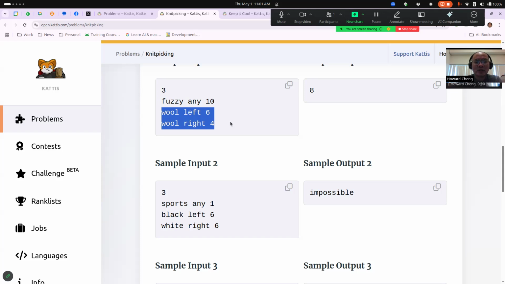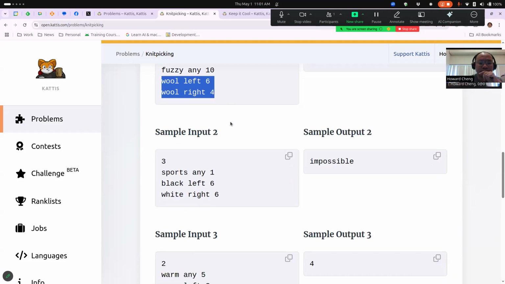Okay? So in the case of here, when I have some socks that have both left and right, I want to pick the maximum of the left or the right. And that will ensure that I still don't have a matching pair.